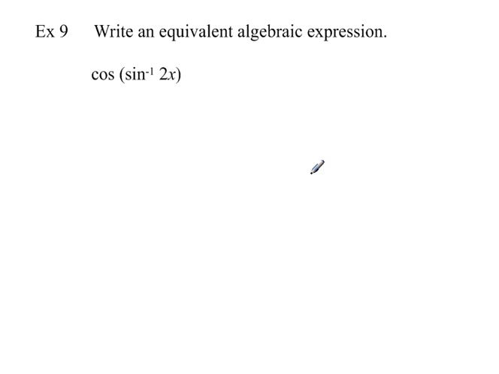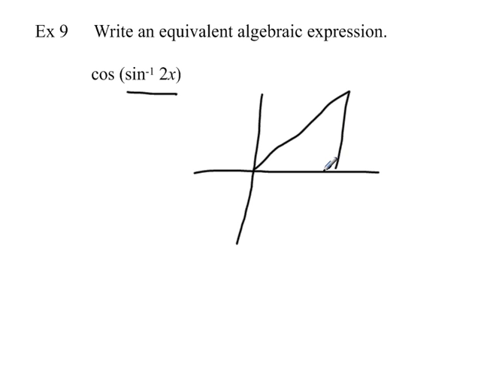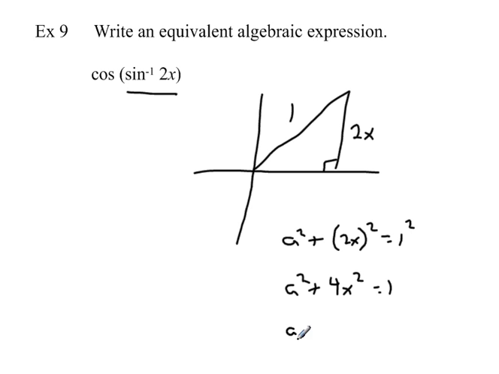Last example, same kind of thing. We want to draw this angle first. So I'm going to draw a set of axes. I'm going to draw a right triangle that has a sine which is opposite over hypotenuse of 2x over 1. Pythagorean theorem tells me that a squared plus b squared equals c squared. And if I simplify a little bit, I get a squared equals 1 minus 4x squared. Or a, the missing quantity, equals the square root of 1 minus 4x squared.